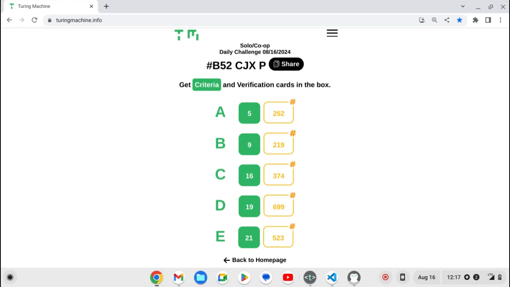Let's begin. Today is August 16th, 2024, and we're solving the Daily Turing Machine Puzzle. Today's puzzle uses the following 5 criteria cards: criteria card 5, 9, 16, 19, and 21. And the puzzle uses the orange verification cards. The code above is your way to get more information on today's puzzle by searching the code on turingmachine.info. Let's go solve.